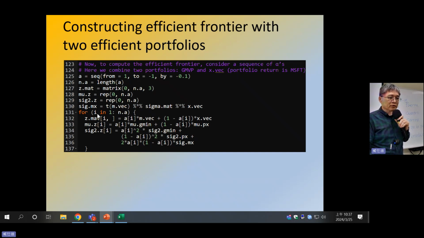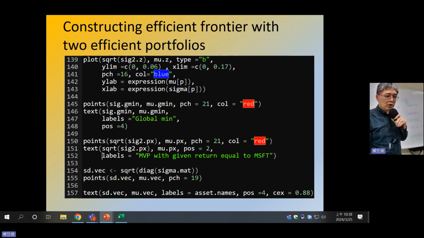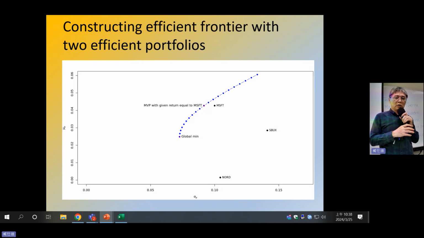So for example, we start from 1 until n.A, and then you can generate a sequence of mu.z and sigma2.z. That denotes the expected return of the portfolio and the variance of portfolio z. So based on this, you can plot the result. So finally, in this codings, we just plot the results, and of course you can do some modification to the plotting. This is not that difficult, but you can see this is the final result.